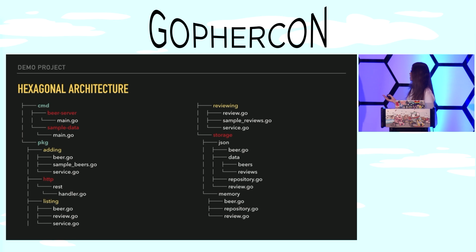And then finally, looking at the structure, we start to get a pretty good idea of what this app does just by looking at the names. I mean, we can see beers and reviews, and we can see verbs like adding and listing and reviewing. So this structure actually gives us quite a good idea of what the app does, including that it's a beer server and it has sample data adding. So I like this because it makes it easy to navigate.